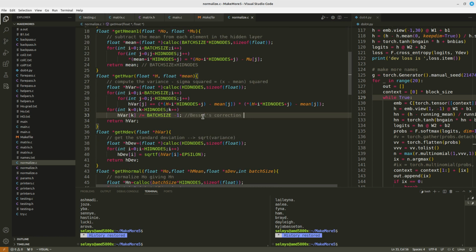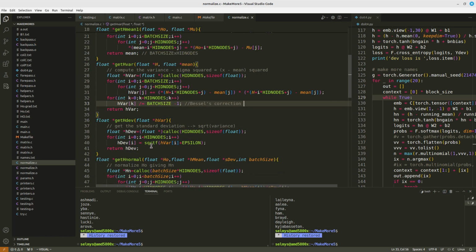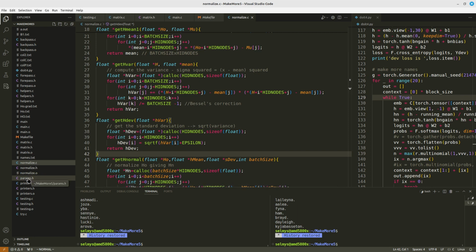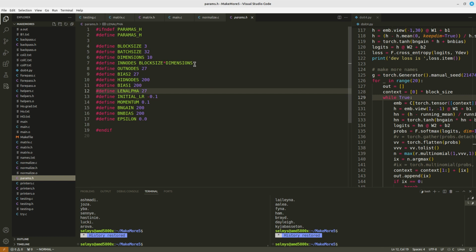To get the standard deviation, we just need the square root of the variance. And here we're adding epsilon, but I've set epsilon to 0. In fact, we can take a look at all my parameters. Let me see, where do I have that? Parameters. Right here. These are all the parameters I'm using.